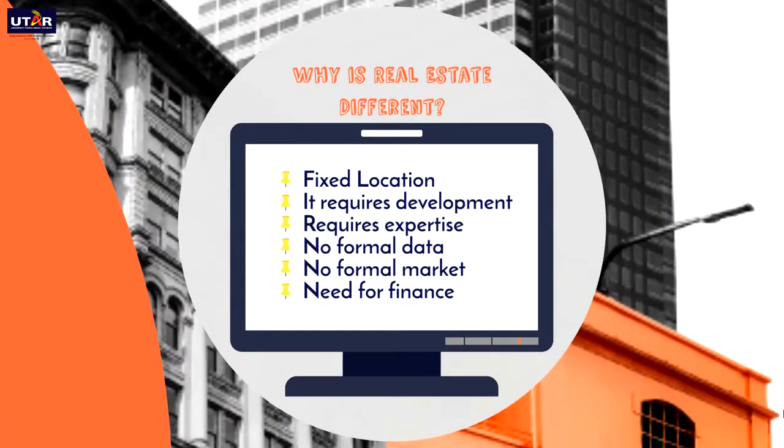So, why is real estate different? Real estate is different because it has a fixed location, where you cannot move the real estate. It also requires development and expertise in order to produce the real estate. There is no formal data for real estate and no formal market. It also needs finance because real estate usually involves a large amount of money.